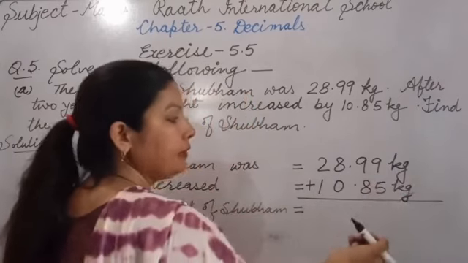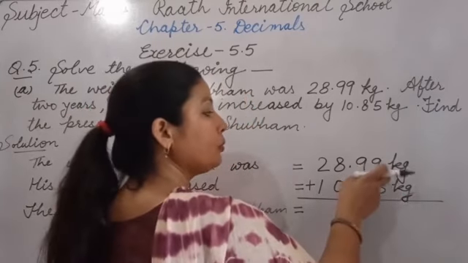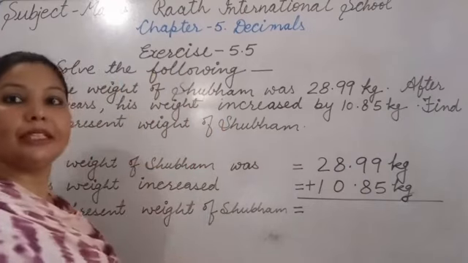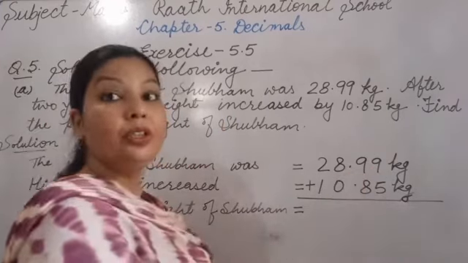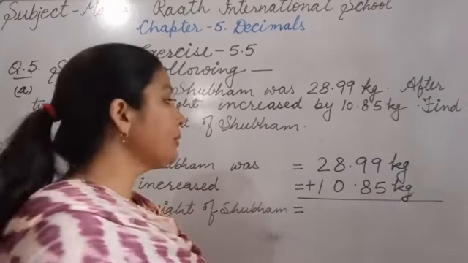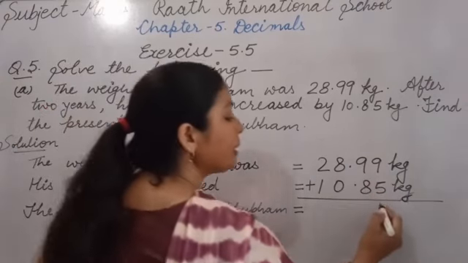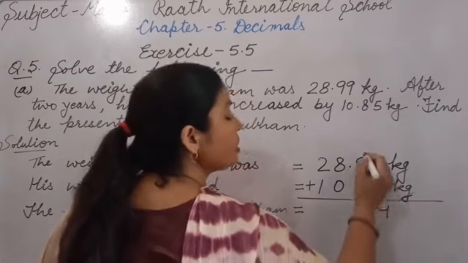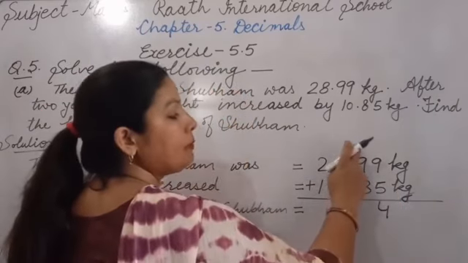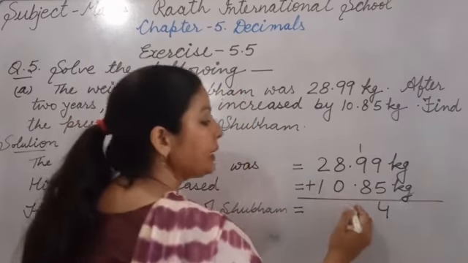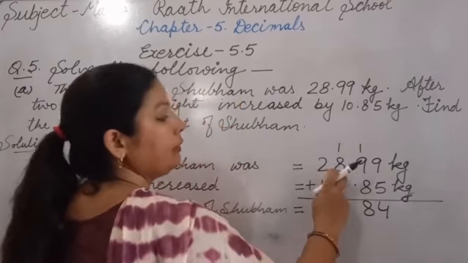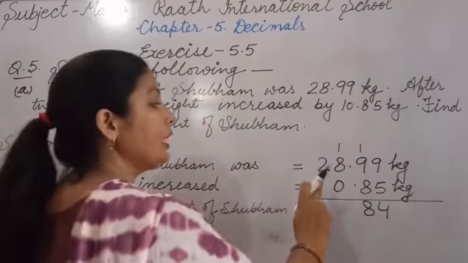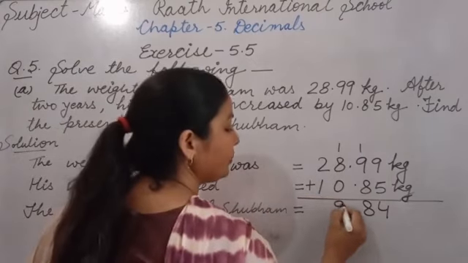9 plus 5, there are already 2 decimal places, so there is no need to make them like decimals. Here you were already given 2 decimal places, so there was no need to make them like. Now 9 plus 5, that is 14. 1 goes carry. Now 9 plus 1, 10. 10 plus 8, 18. Again 1 goes carry. Now 8 plus 1, 9. 9 plus 0, that is 9.